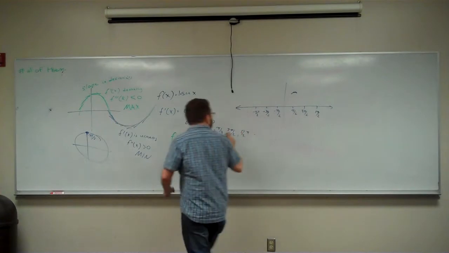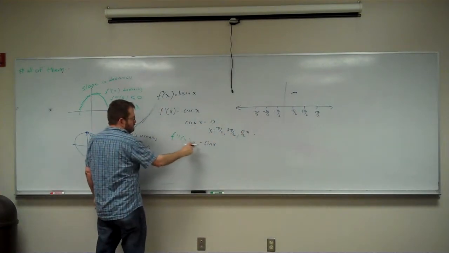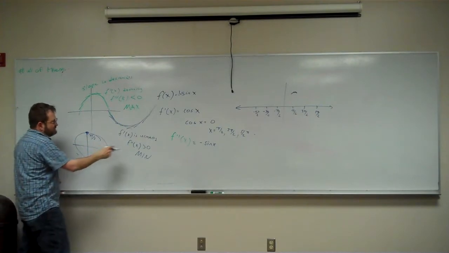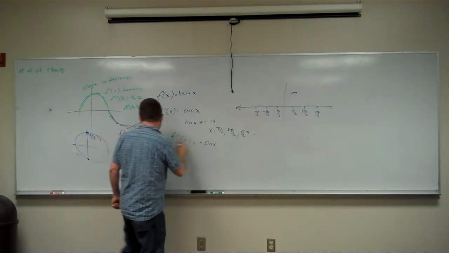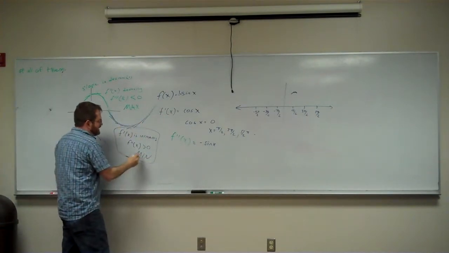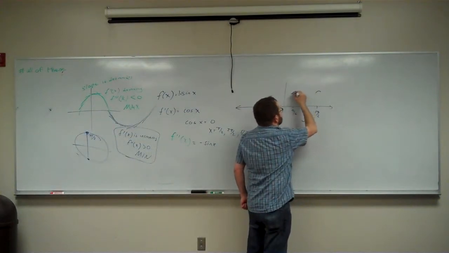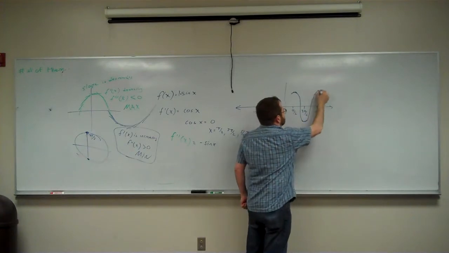At 3 pi over 2, the sine of that is negative 1, but there's a negative in front of it, so the whole thing is positive. The second derivative is positive, so we're at a minimum. And we keep going like this.